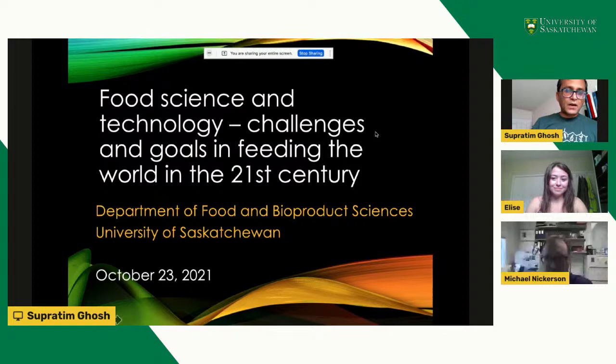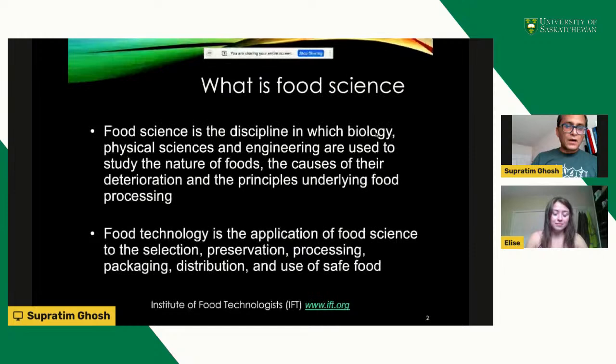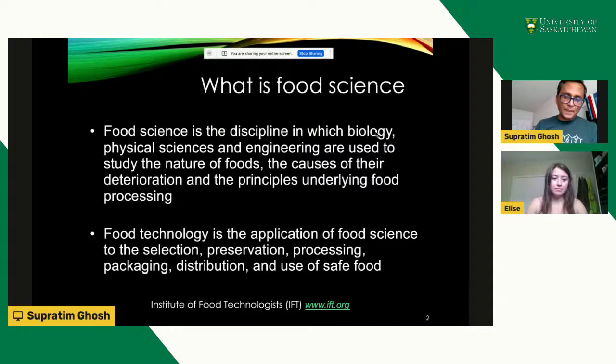By definition, the IFT, Institute of Food Technologists, the largest food science society, says that it's a discipline in which biology, physical science, and engineering are used to study the nature of foods, their causes of deterioration, and the principles underlying food processing. And that's food science. Food technology is the application of food science in the selection of material, preservation of food, processing of food, their packaging, their distribution, and safety of food.